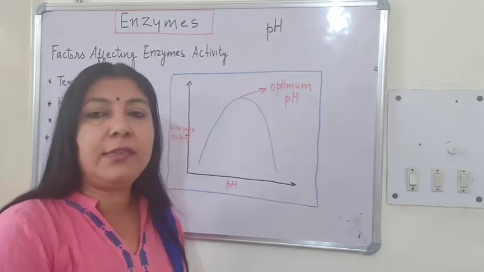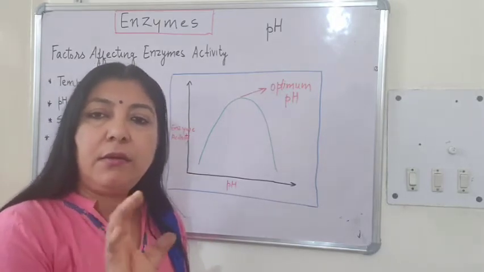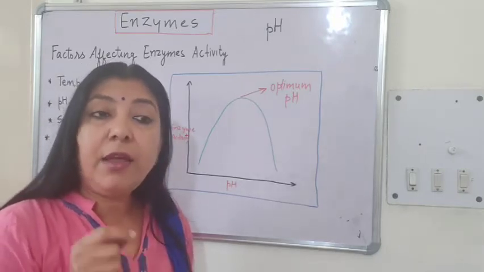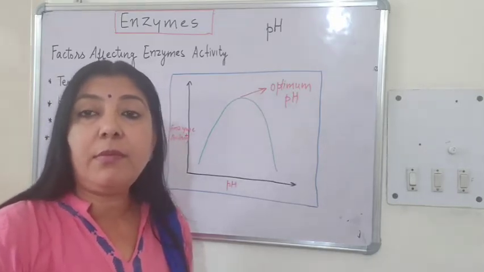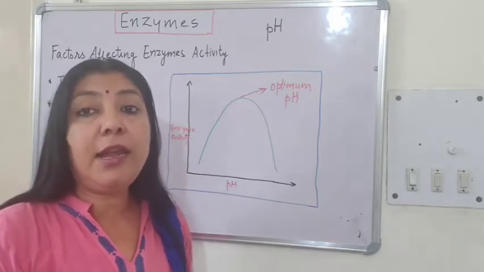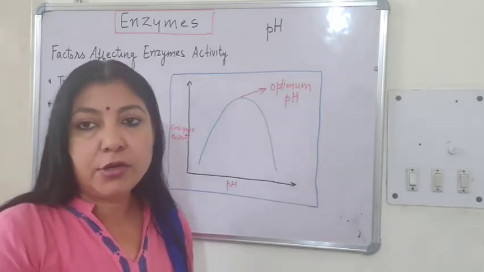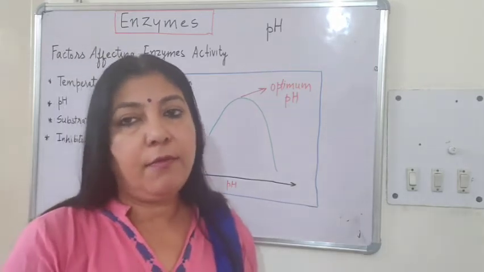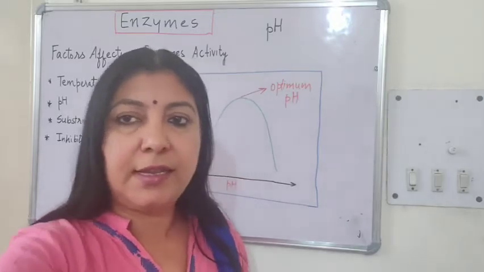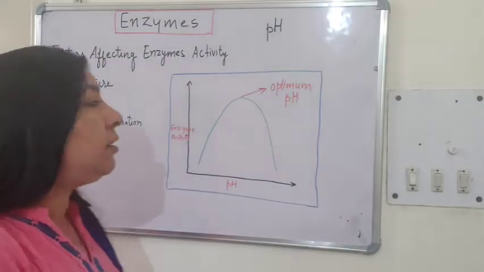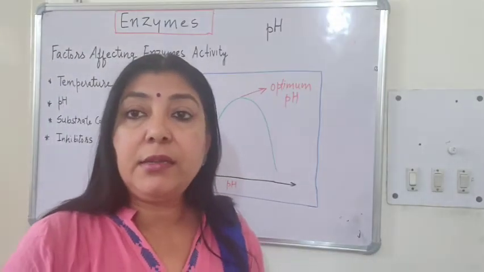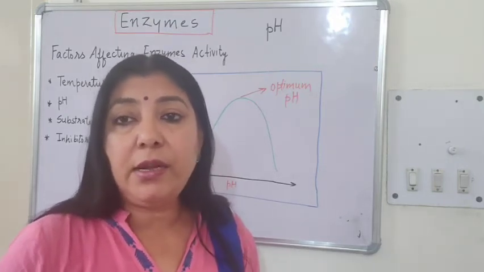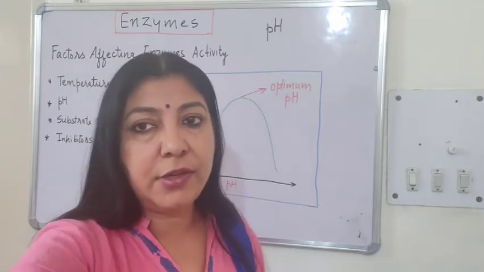But for most of the enzymes, the activity is in a very narrow range. For example, the salivary amylase shows the maximum activity at 6.8 pH, which is neutral. So pH is quite specific with respect to the specific enzyme. Now we come to the next factor, that is substrate concentration. Let's see how the enzyme activity changes with the substrate concentration.